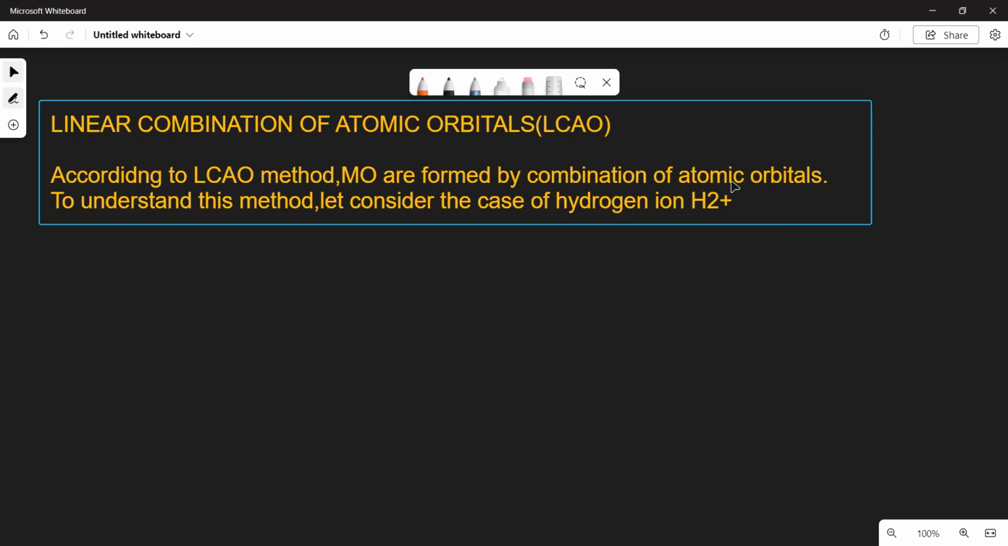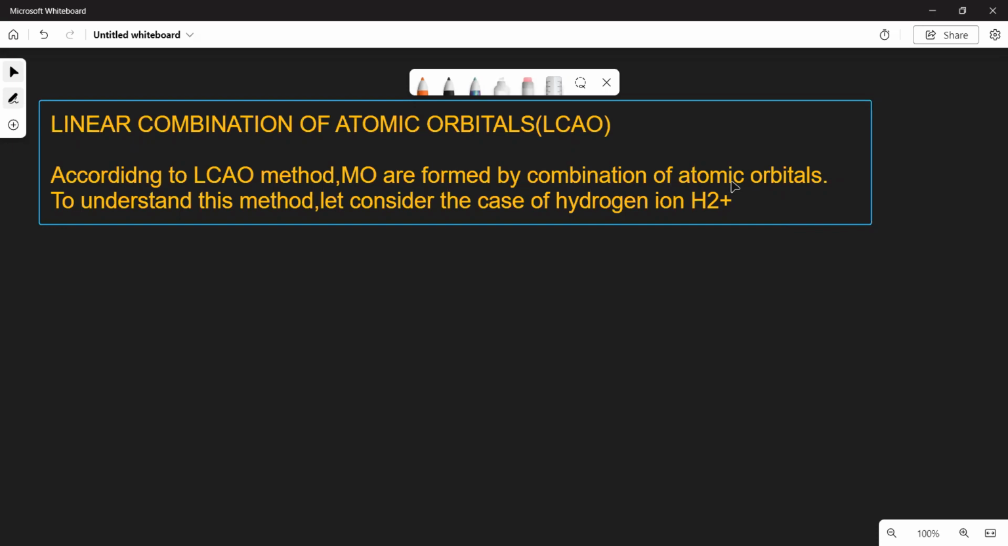My dear students, today my topic is linear combination of atomic orbitals in quantum chemistry. This method is also known as the LCAO method. So what is linear combination of atomic orbitals, or what is the LCAO method? The LCAO method is an approximation for how to construct molecular orbitals.